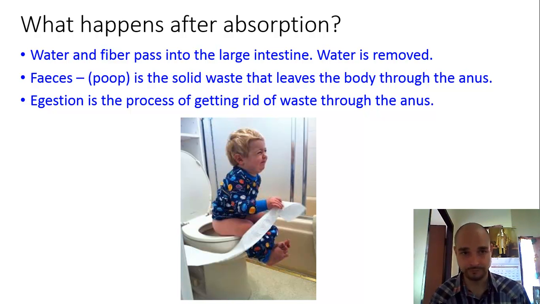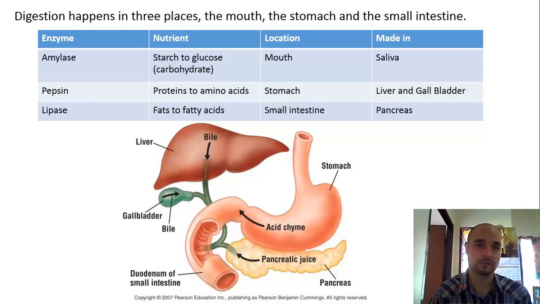Before you poop, the water is absorbed out of the large intestine. It's removed. And any waste, and especially fiber that the body cannot use, leaves as a solid waste through the anus. And this process is called egestion, the process of getting rid of wastes through the anus.